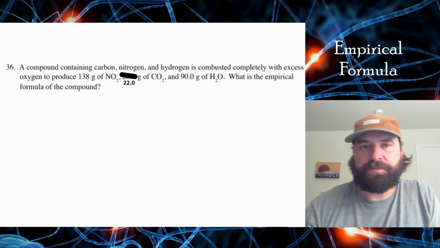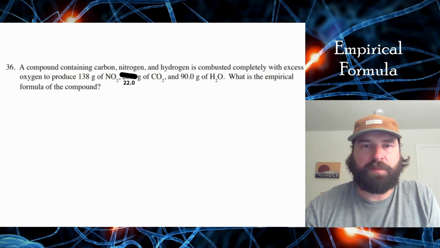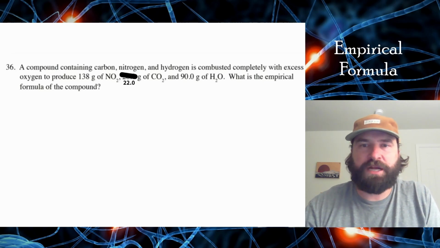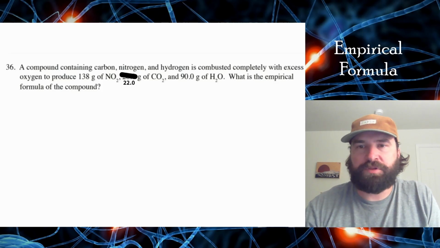All right, let's give another chemistry question a shot. This one says a compound containing carbon, nitrogen, and hydrogen is combusted completely with excess oxygen to produce 138 grams of NO2, 22 grams of CO2, and 90 grams of H2O. What is the empirical formula of the compound?